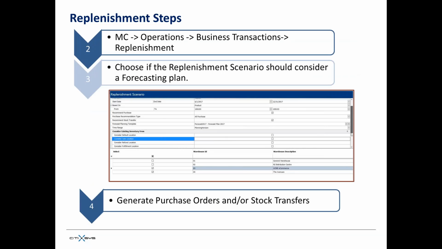Replenishment is in the same area as the forecasting, so under the management console, operations tab, and you'll locate it under business transactions. Within the replenishment scenario, we can run it to just take into consideration the settings within the product, or we can also take into account any forecast plan that we've created. We'll have a look at the impact of that when we do a replenishment scenario later on in our demo. We'll show you the different options and the different output that we get when we take those different settings into consideration.